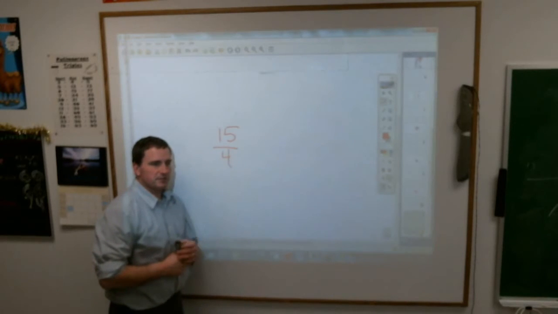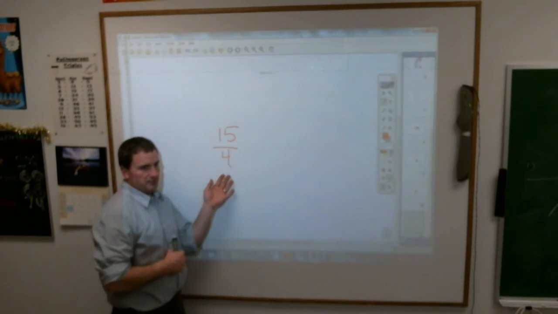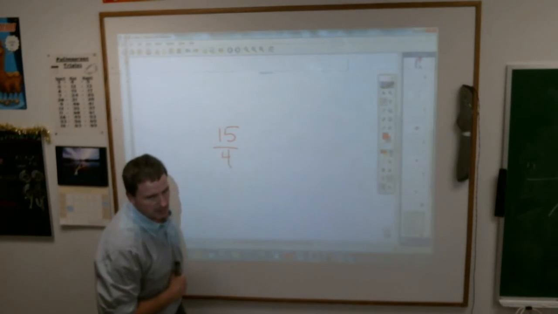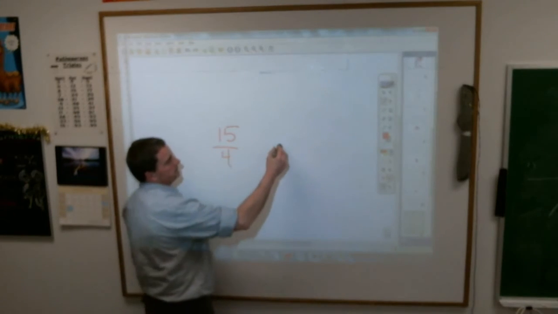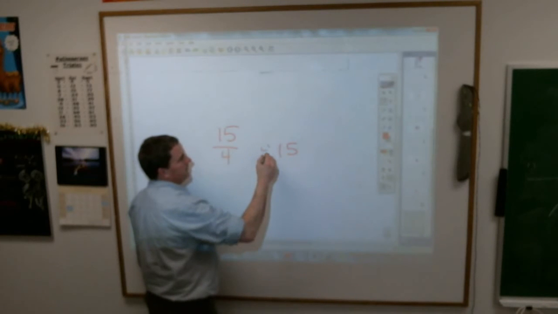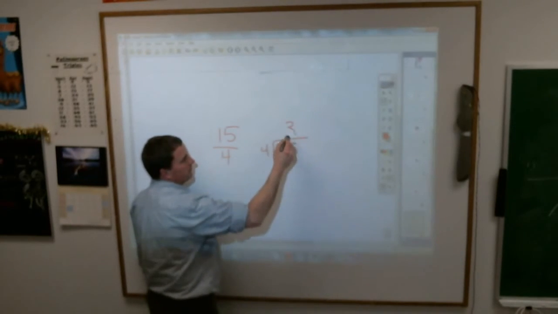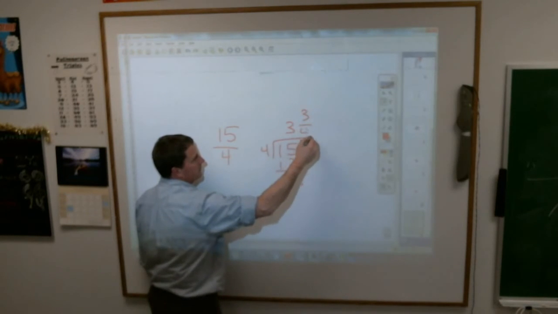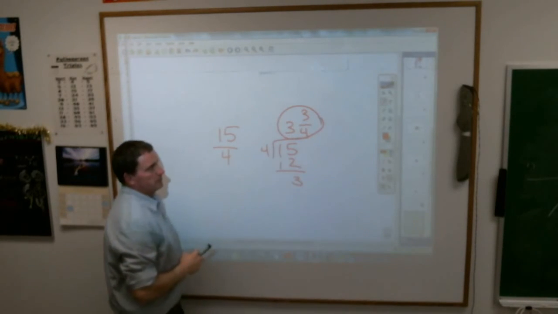By the way, on your assignments, this doesn't say do this mentally, so when you are given this problem on your paper, I need to see this as a division problem. Elijah? 3 and 3/4. You divide 15 by 4, you get 3, which is 12. Subtract, you get 3. 3 and 3/4.